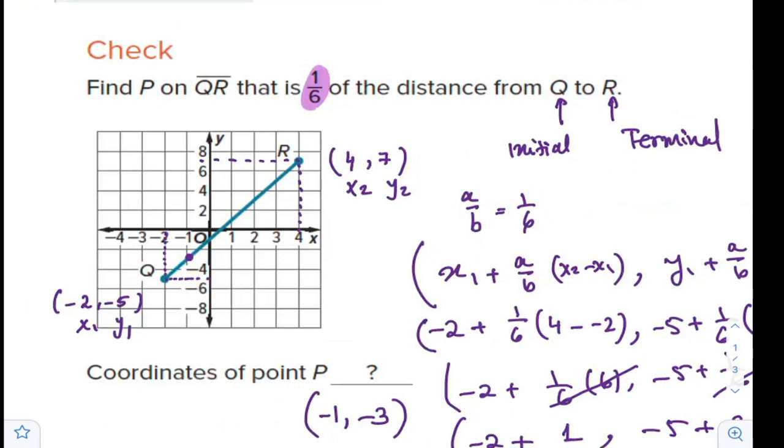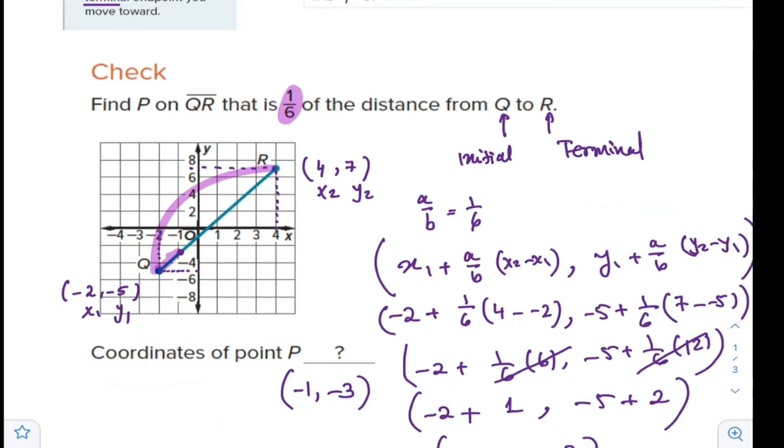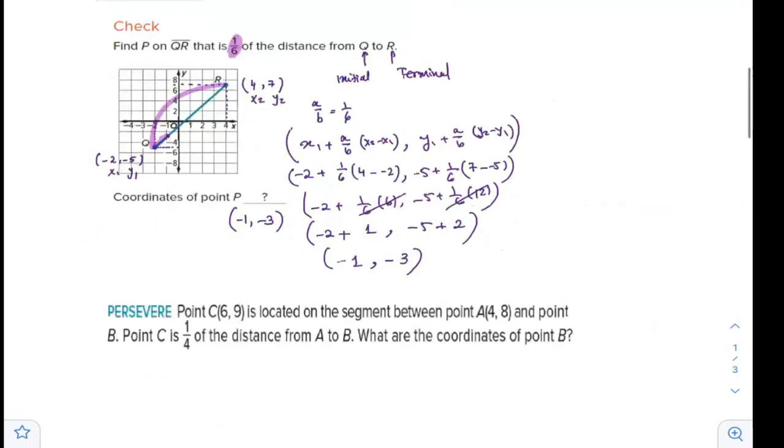And it makes sense because if you look from Q to R, this segment is almost 1/6. Can you see? If you divide the segment into 6 parts, this is 1 part out of 6 parts from Q to R. It really seems correct.